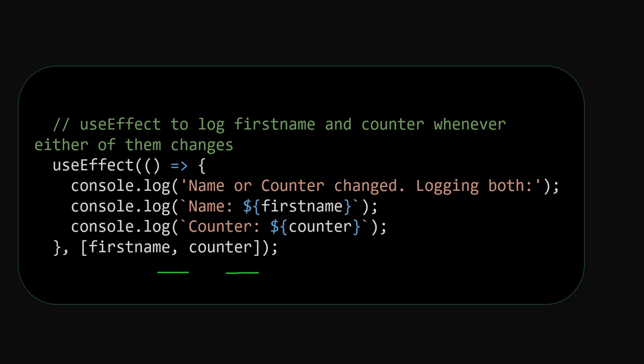Here in this example we have a useEffect with firstName and counter state variables as dependencies. This useEffect is going to run whenever the component is mounted for the very first time. Apart from that, whenever firstName is changed, the useEffect is going to get run. Whenever the counter is changed, the useEffect is going to get run.